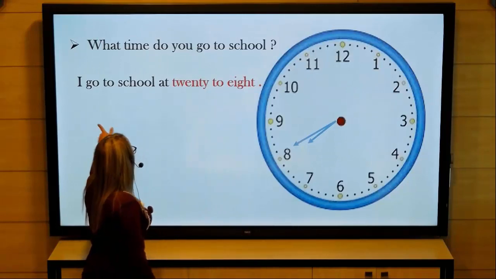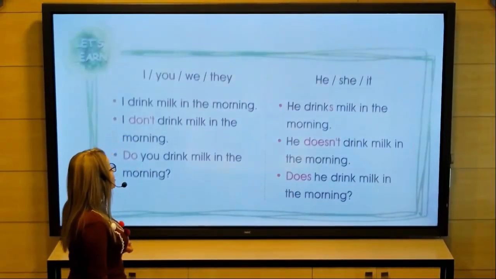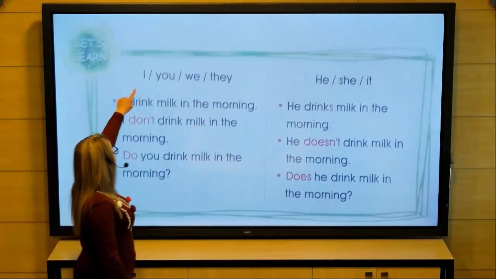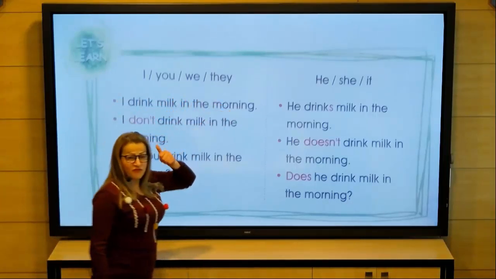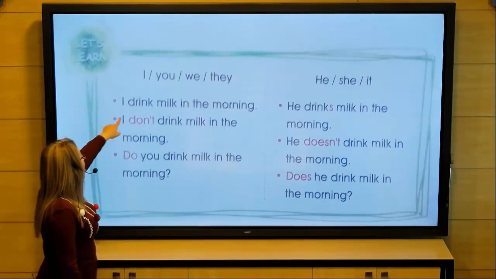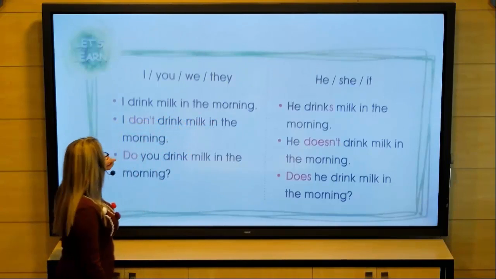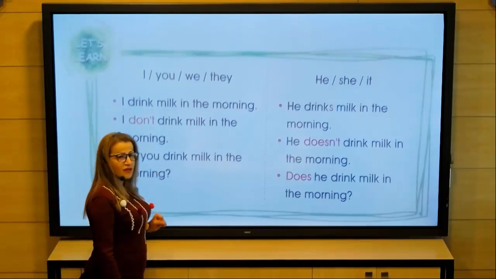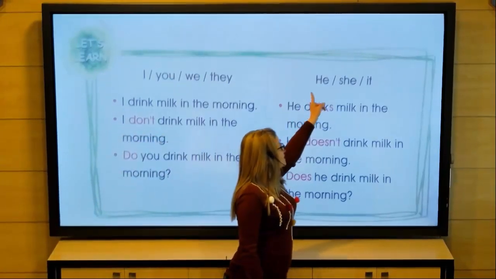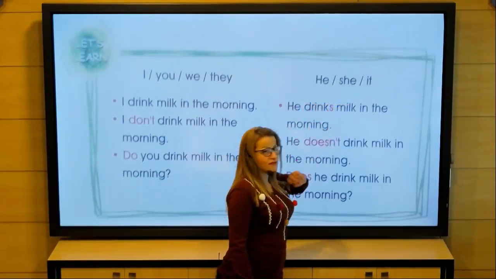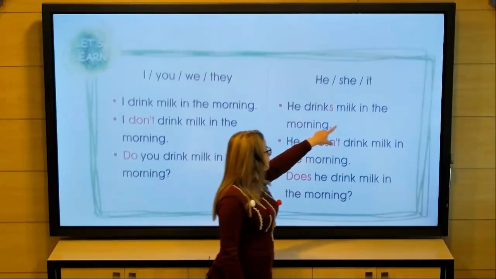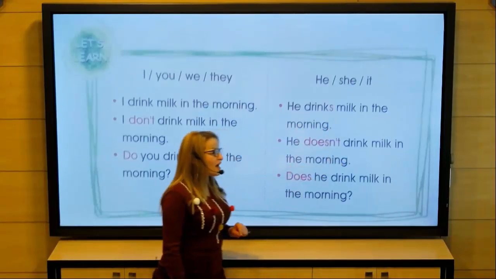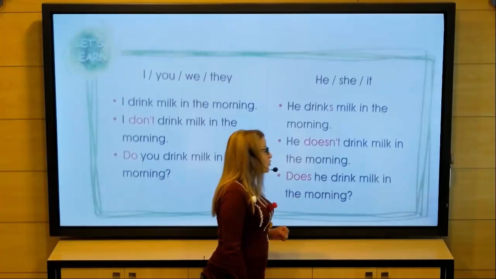Let's learn. Would you please open your textbook on page 13. Listen and look. When we have the subjects I, you, we, they, the affirmative form is: I drink milk in the morning. The negative: I don't drink milk in the morning. The question: do you drink milk in the morning? On the other hand, when we have the singular pronouns he, she, and it, the affirmative form: he drinks milk in the morning. The negative form: he doesn't drink milk in the morning. And the question: does he drink milk in the morning?